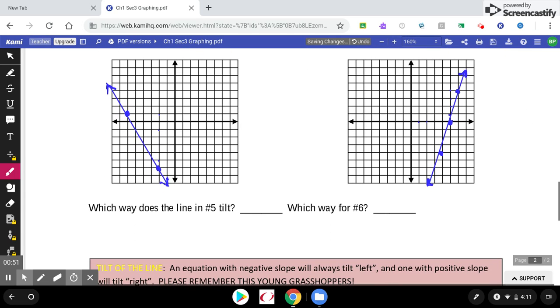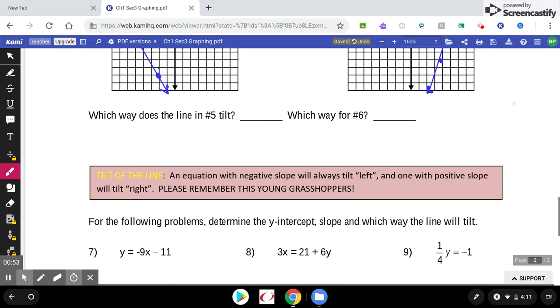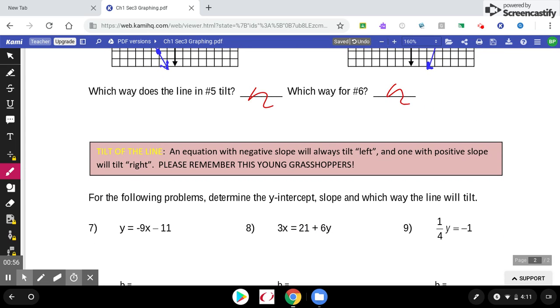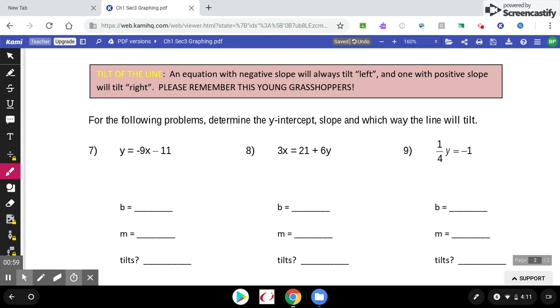Okay, so let's do a couple problems here without actually seeing the graph. Without actually seeing the graph, you should still be able to tell me some information. Is number 7 in slope-intercept form? Is it y equals mx plus b? Well, yeah, because the y is by itself. So b, again, is the y-intercept. That's the guy on the end. We're not going to actually graph these, but we would put a dot on negative 11 on the y-axis. The slope, or the m, the guy in front of the x, is negative 9. So the fact that we just wrote down a negative sign for that slope means he's got to tilt left.